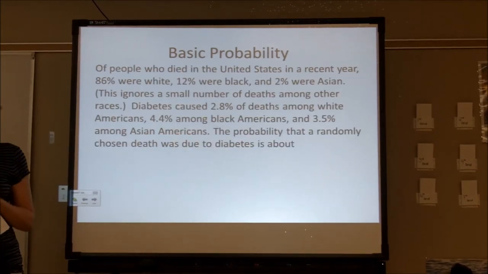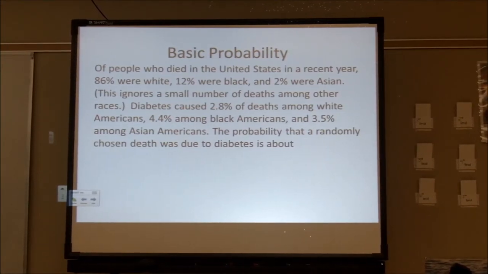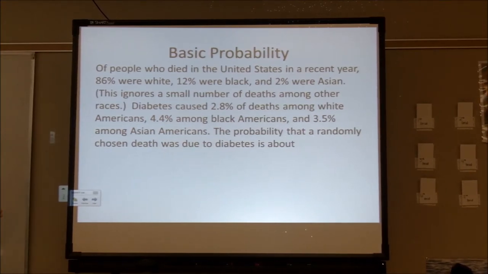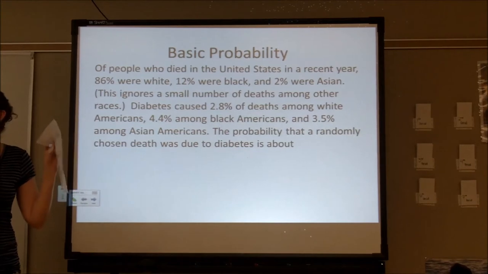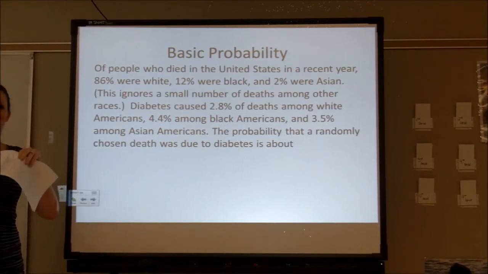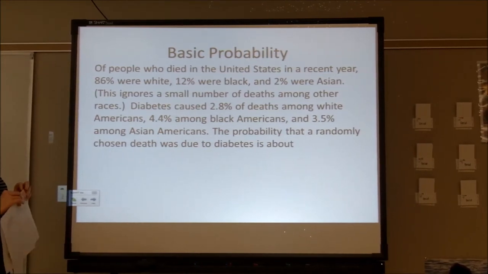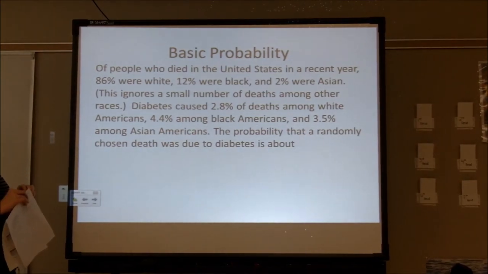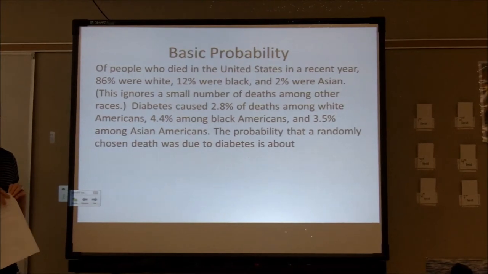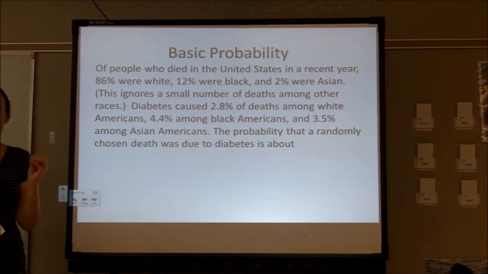Next. Sorry, morbid. Of the people who died in the United States in a recent year. Why can't it be born? Well, because I'm talking about diabetes. Sorry. I know we're laughing because we're uncomfortable. 86% were white, 12% were black, and 2% were Asian. What? Why are there so many white people? Have you been to the Northwest? Okay, Midwest. Okay, shh. We're going to run out of time anyway.